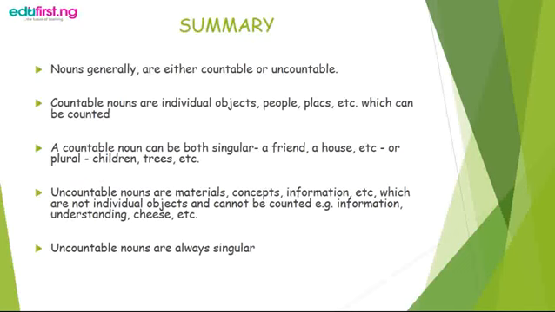In summary, we can see that 1, nouns generally are either countable or uncountable. 2, countable nouns are individual objects, people, places, which can be counted. 3, a countable noun can be both singular, that's a friend, a house, or plural, children, trees. 4, uncountable nouns are materials, concepts, information, which are not individual objects and cannot be counted. Example, information, understanding, cheese, and so on. 5, uncountable nouns are always singular.